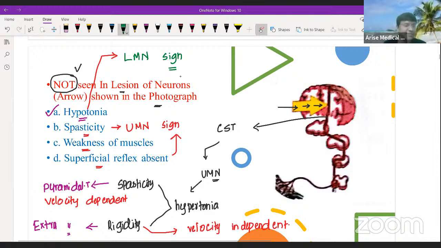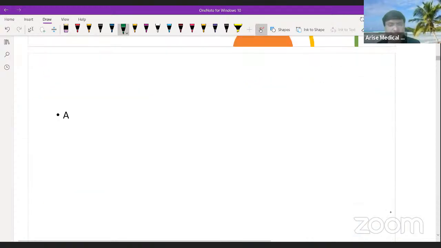Okay. So that is the difference between spasticity as well as rigidity. Yes, Dr. Bipin Kumar, is that clear? Right. And hypotonia is a feature of lower motor neuron sign. Okay. And to summarize the differences between the upper motor neuron and as well as the lower motor neuron lesion signs, let me just summarize here.